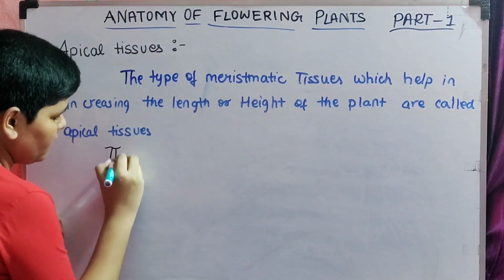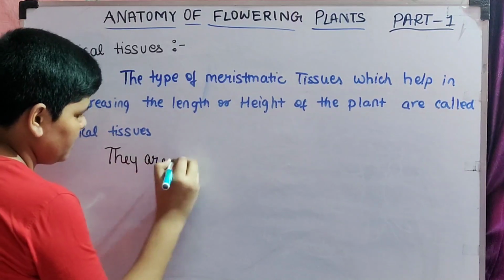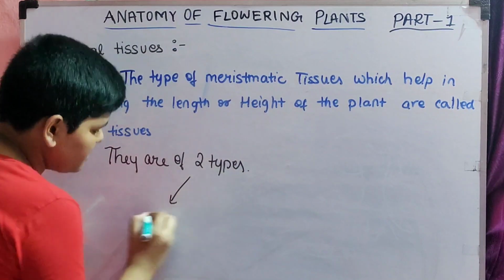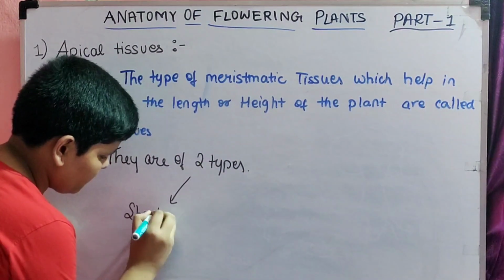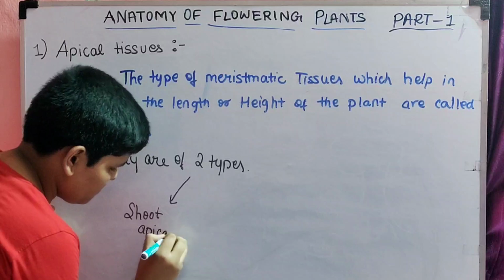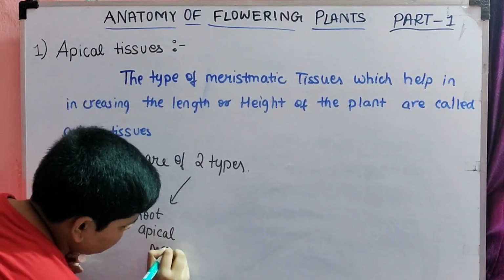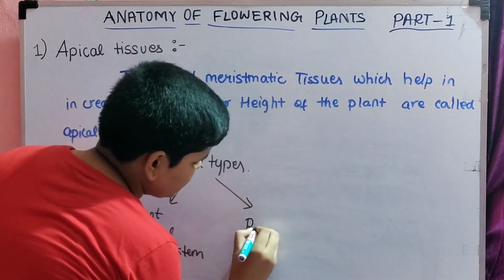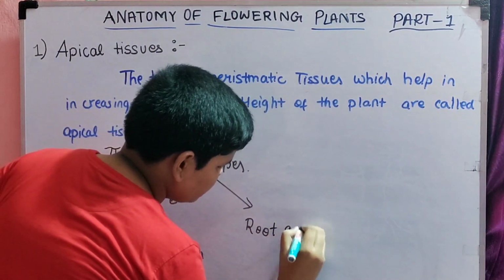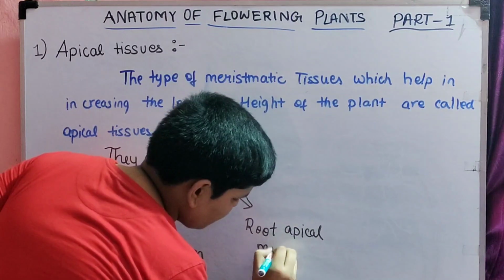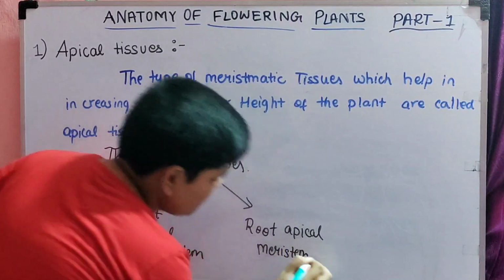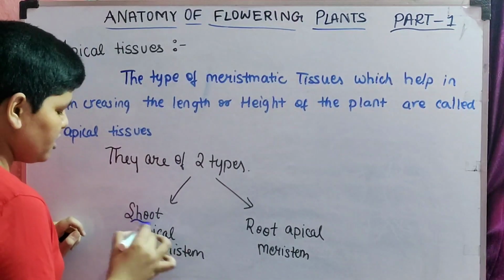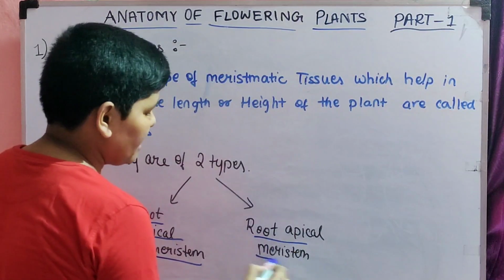They are of two types. So one type is shoot apical meristem, and the second type is called root apical meristem. So what are shoot apical meristem and root apical meristem? First one, shoot apical meristem and second, root apical meristem.